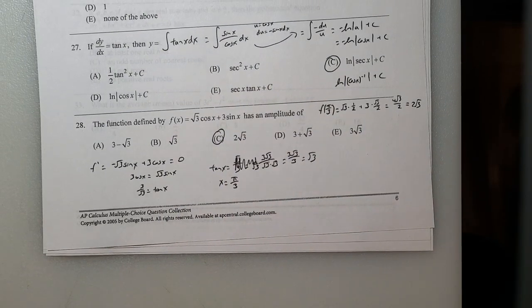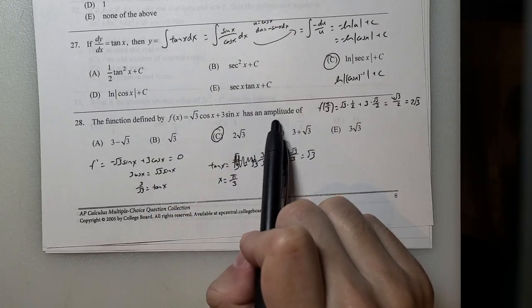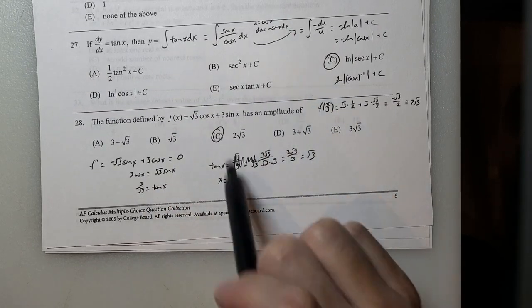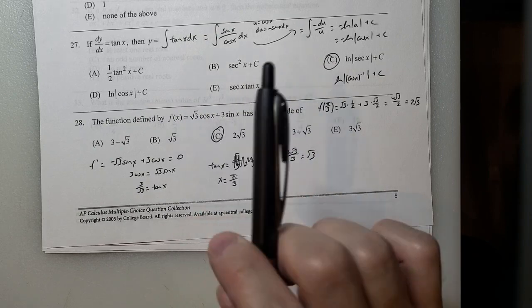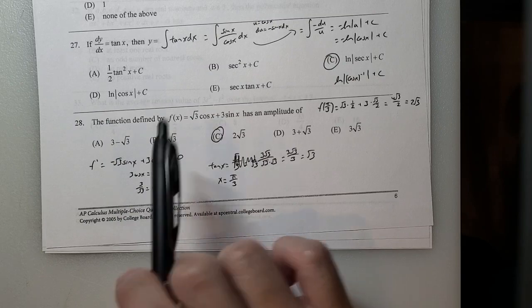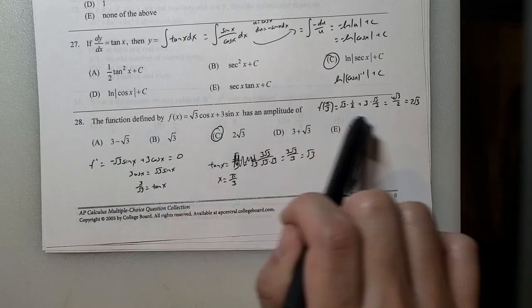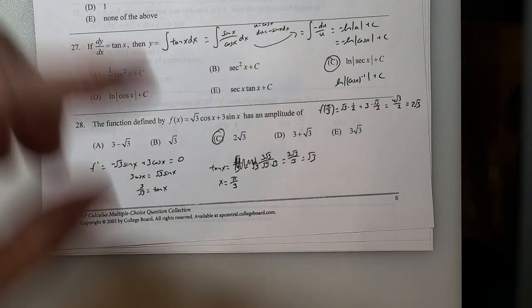Hopefully that made sense. So one more time. The way I approached it was, well, amplitude, we know that's the max or min value of f. We know this is periodic. So let's find the derivative. So f prime, we found the derivative. We set it equal to 0. We solve for the critical point. That's x is pi over 3. We plug pi over 3 back into f to find the amplitude. Okay.